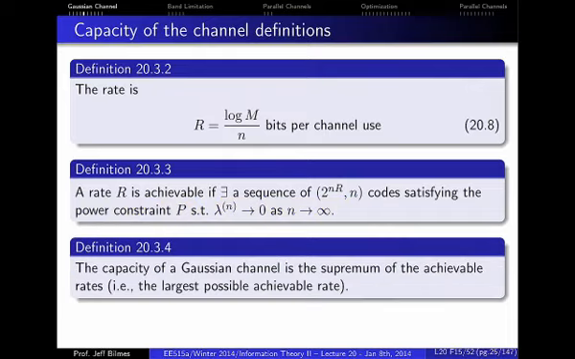And then the capacity of a Gaussian channel. Remember, we have the information capacity, which is an optimization, and we have the capacity of the Gaussian channel, which is the supremum of the achievable rates, or the max, if you will. And so Shannon's second theorem then equates this capacity with the other capacity.